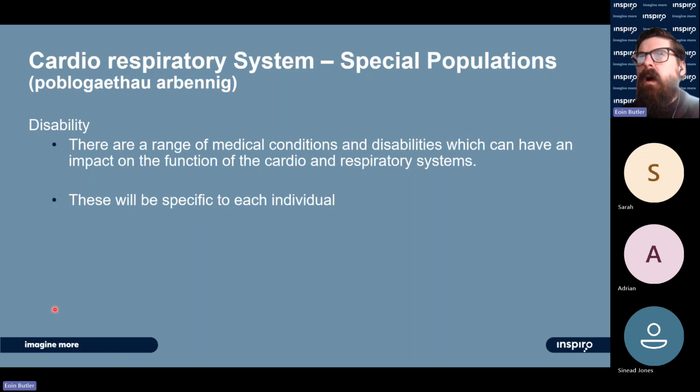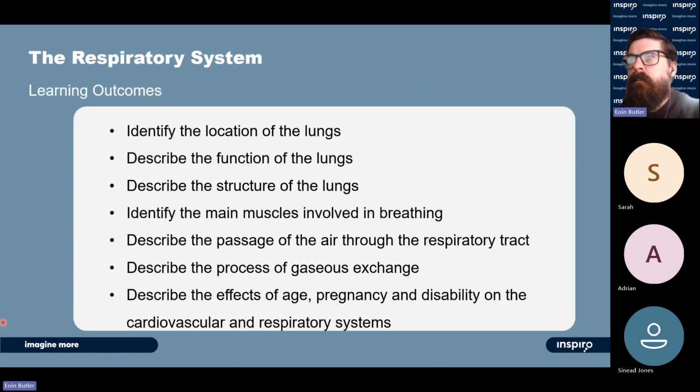And that is our respiratory system. We've identified the location of the lungs, described the function and structure of the lungs, looked at the main muscles involved in breathing, looked at the passage of air through the respiratory tract and the process of gaseous exchange, and then looked at the effects of age, pregnancy, and disability on the cardiovascular and respiratory systems.